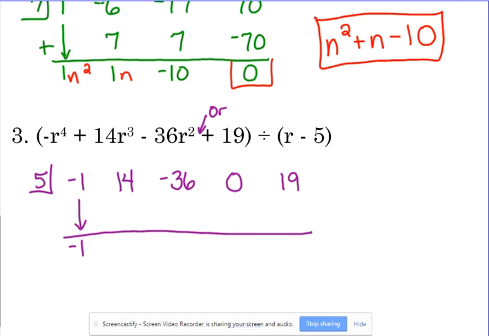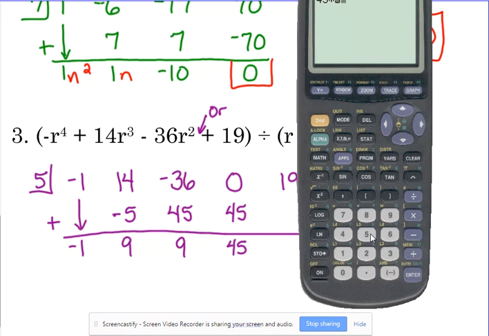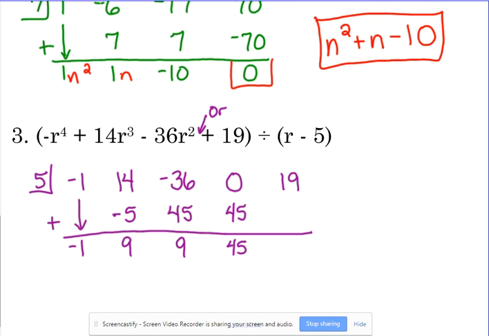Okay, bring down the -1, multiply by the 5 on the shelf. We get -5. So then we add, 14 plus -5 is 9. Multiply by the 5 on the shelf, we get 45. Negative 36 plus 45 is 9 again. Multiply by the 5 on the shelf, we have 45. Add, we have 45. 45 times 5, got to cheat and use my calculator, 225. And then we add, we get what, 244?